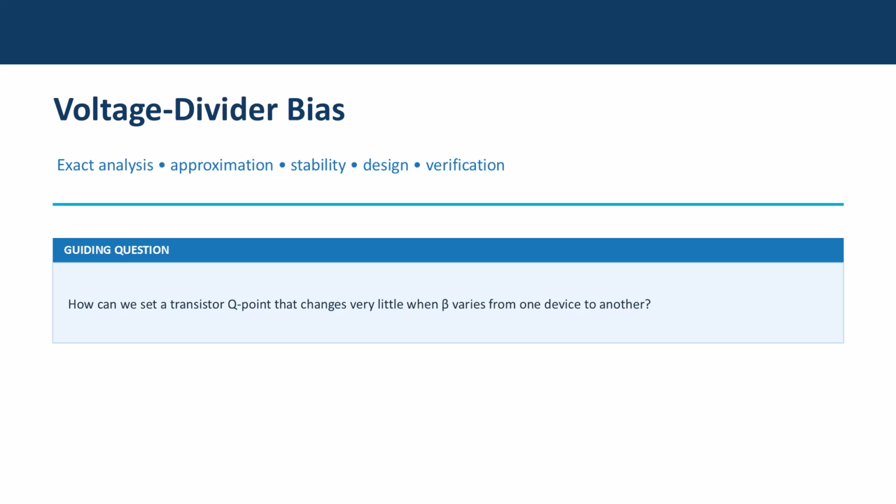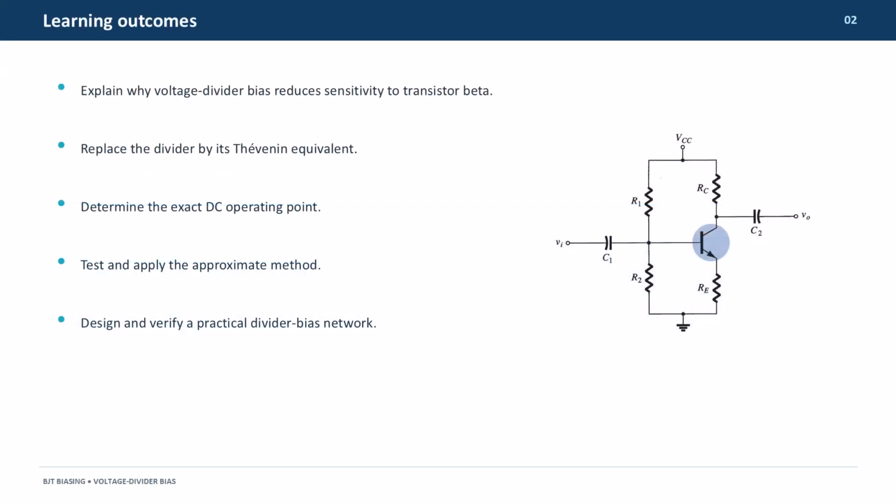We will also test when the approximation is valid, compare errors, design a practical network, and verify operation against saturation and component limits. By the end of the lesson, you should be able to explain the stabilizing action of the emitter resistor, replace the base divider with its Thevenin equivalent, and calculate the operating point using exact analysis.